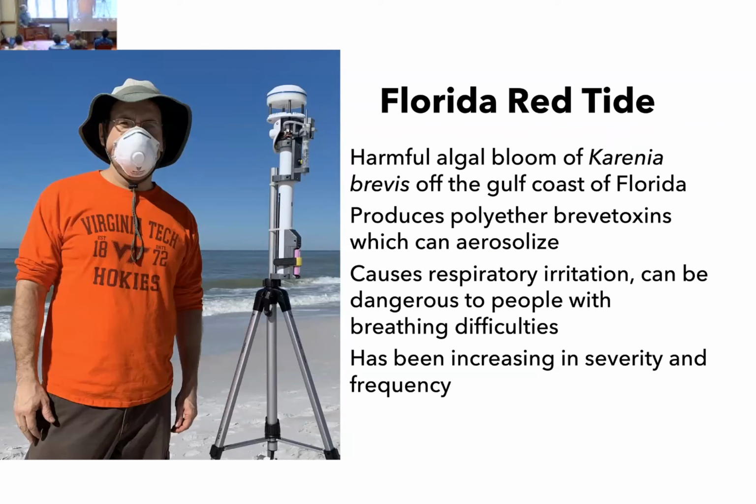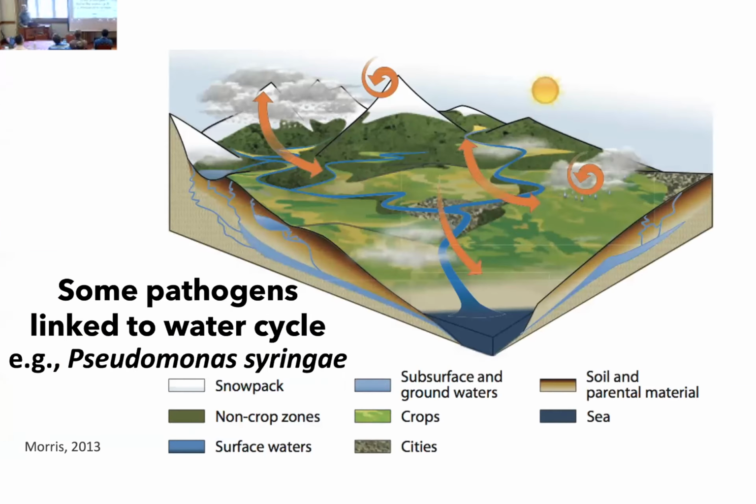And this is getting worse and worse. And I'll return to this Florida red tide at the end. Just something about that idea of these bacteria that can participate in the water cycle. There are several. One of them is called Pseudomonas syringae. It's a plant pathogen, but it's also found in snow. It's been found in clouds. It's been found in rivers and groundwater. So it seems to be in every part of the water cycle.